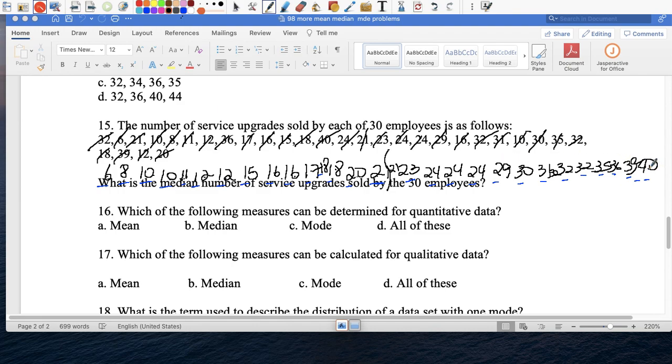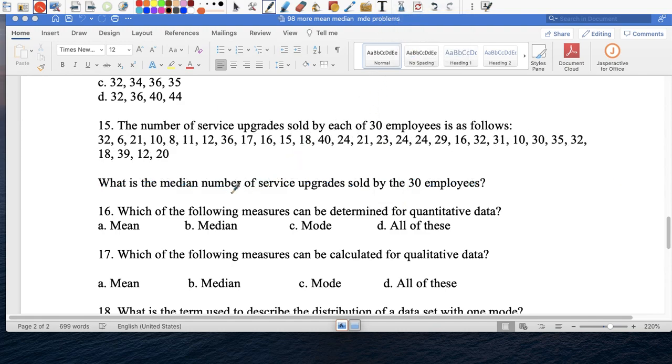Let's make sure we have 15 on this side. 1, 2, 3, 4, 5, 6, 7, 8, 9, 10, 11, 12, 13, 14, 15. There. So we have 15. We have two numbers in the middle, which is 21. Add them up, divide by 2, and obviously the median is 21. Okay.